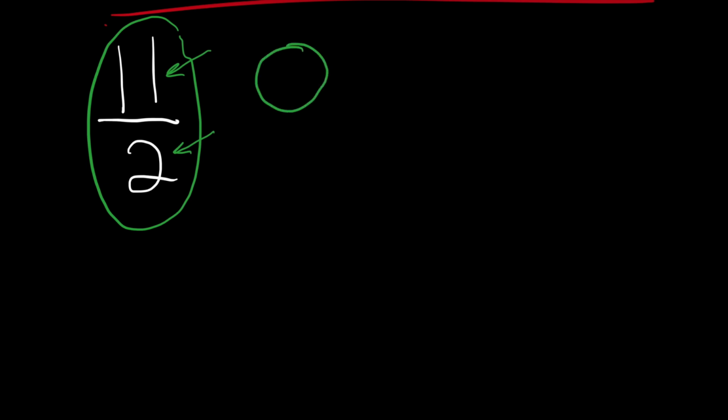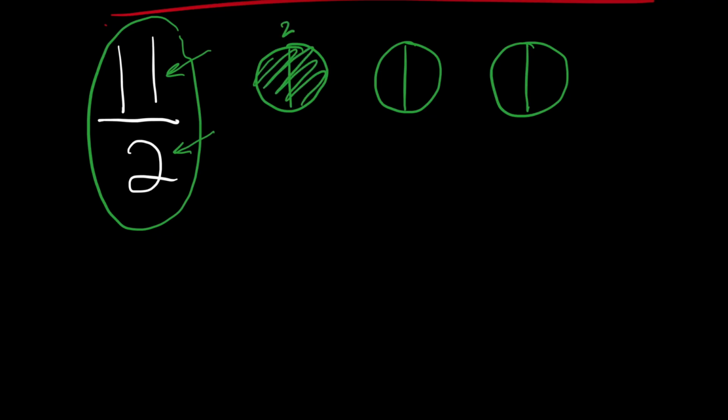We have a bunch of pizzas, and they're all divided into 2 pieces. Because remember, the denominator is always the number of pieces that a whole has to have. So you want to eat 11 pieces because you're hungry. So what you do is that you eat the first pizza. Now the first pizza has 2 slices. So you have eaten 1 whole pizza, and you have 11 minus 2, 9 slices left to eat.